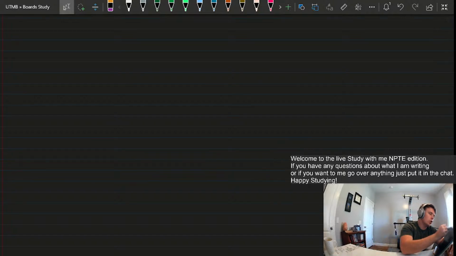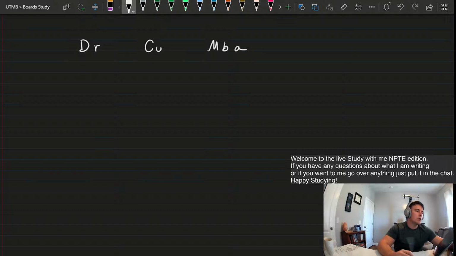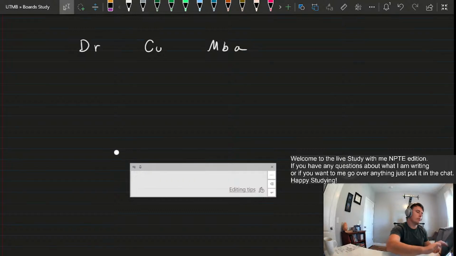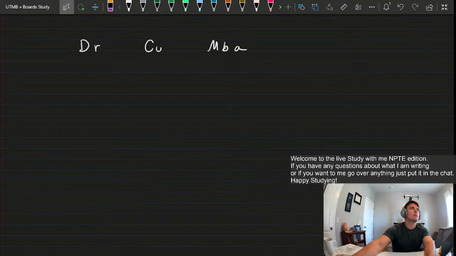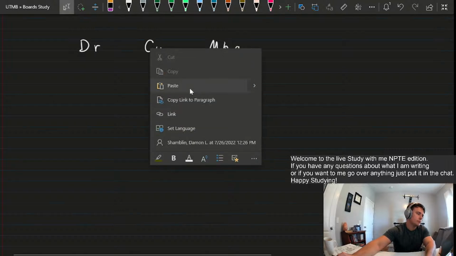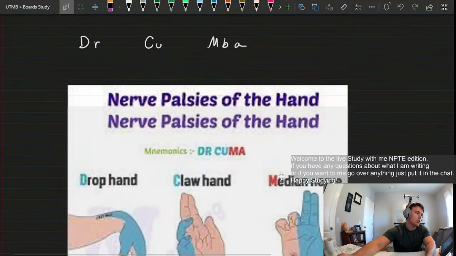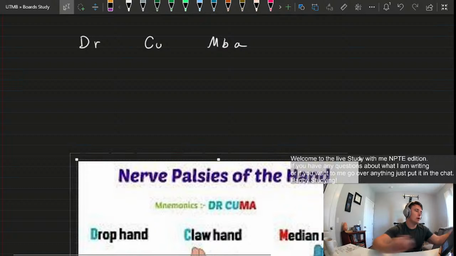So we've got Dr. Kumba. Okay, so this is going to be with the different styles of... okay. I know this is Dr. Kuma, but I threw a Dr. Kumba with a B in there.